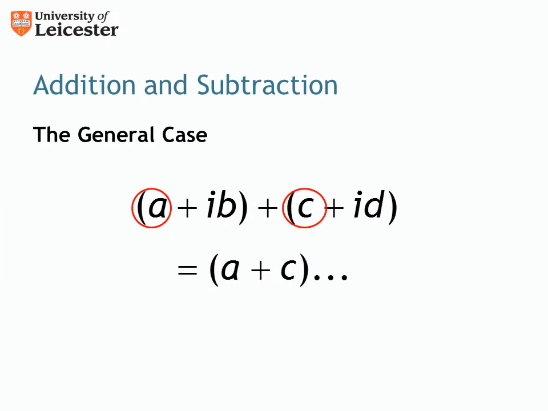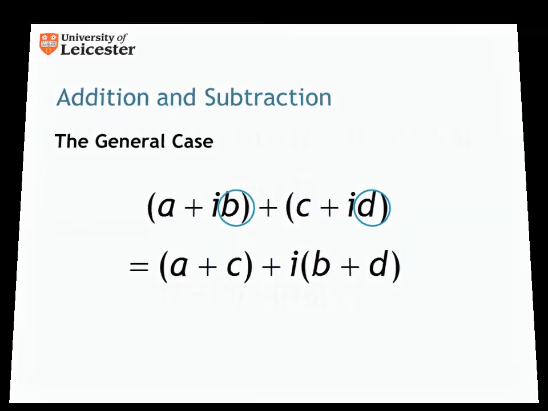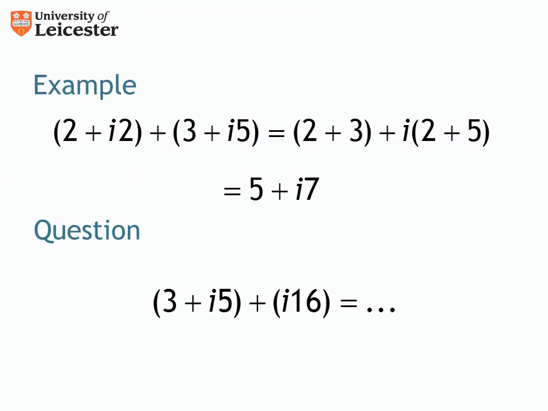We can add and subtract complex numbers by dealing with like terms. We first add together the real parts. Then we add together the imaginary parts. This gives us the complex number. Look at the example. See how we first add the 2 and the 3 to obtain the real part, and then add the 2 and the 5 for the imaginary part. Now try the question.